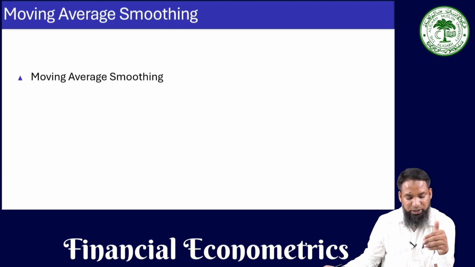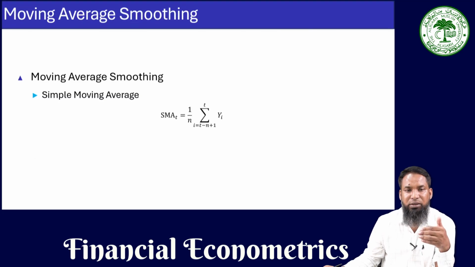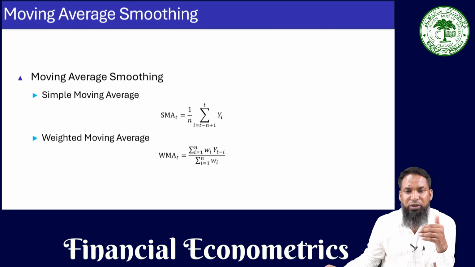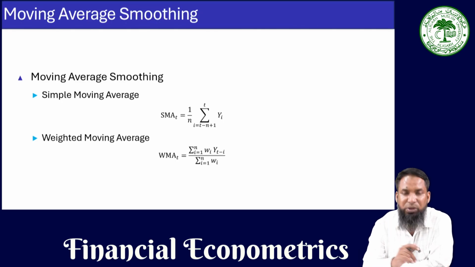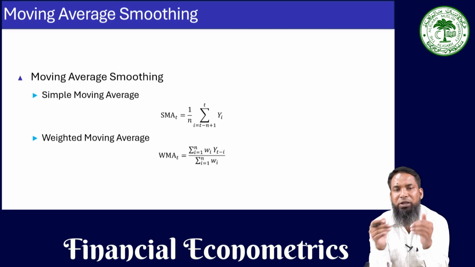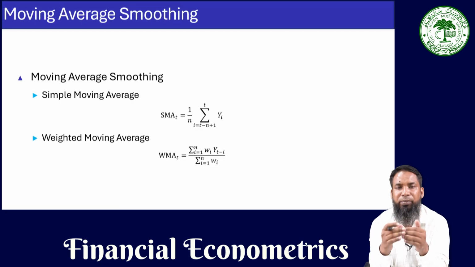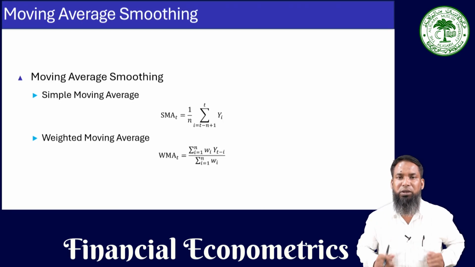So what is the moving average? Again, in moving average smoothing, we have two types: the simple moving average method, and the second is the weighted moving average method. Basically, in the simple moving average method, for a particular window, we average out the observations. By averaging out, we remove short-term fluctuations from the data, so that the long-term trend and the seasonal effects remain. So in smoothing, we take the short-term fluctuations out of the data, either by using the simple moving average or the weighted average.